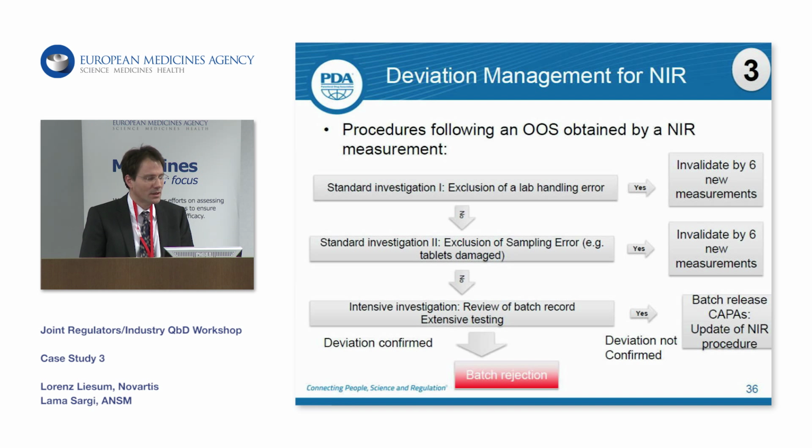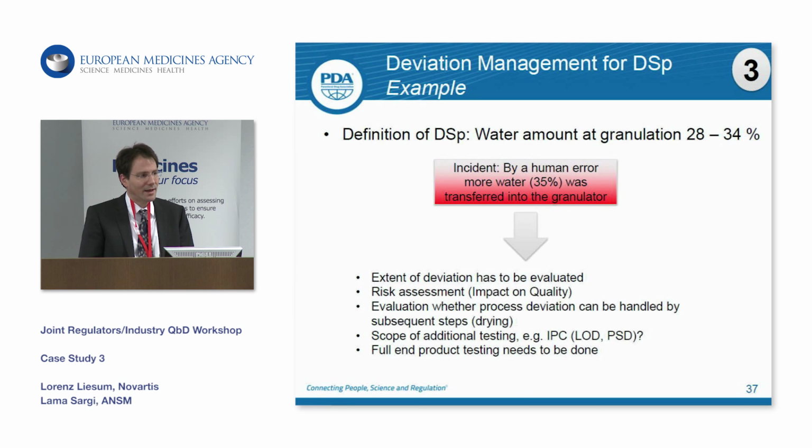If we come to the conclusion that the NIR method is insufficient, that would trigger a CAPA in updating the NIR method. So this would be the procedure for a hard PAT measurement failure error.